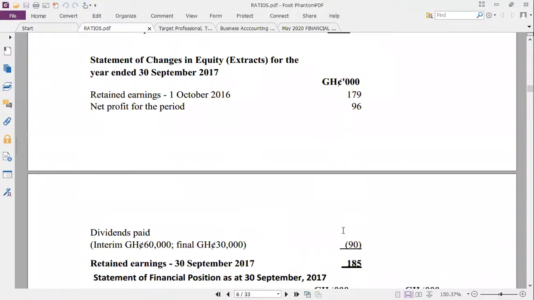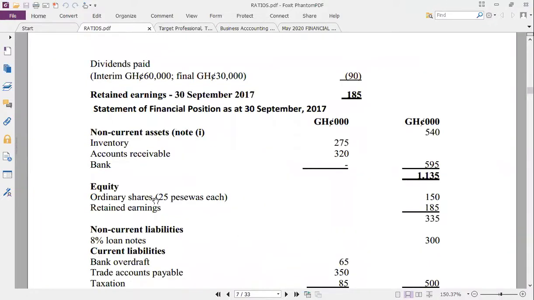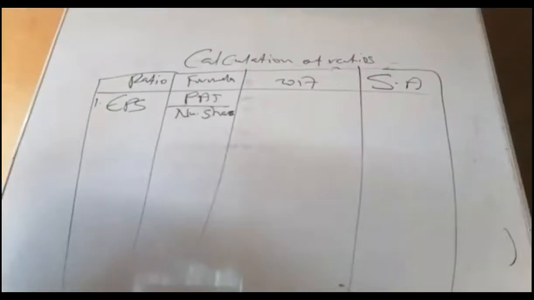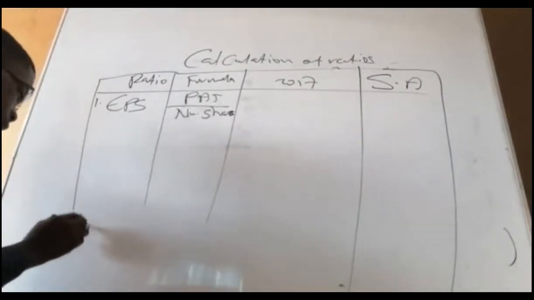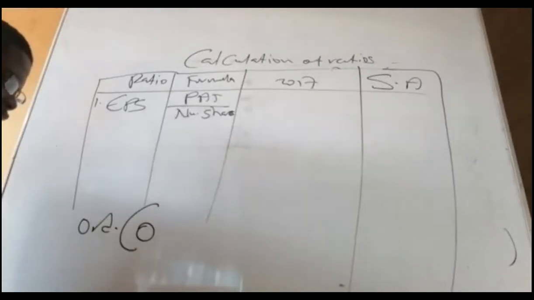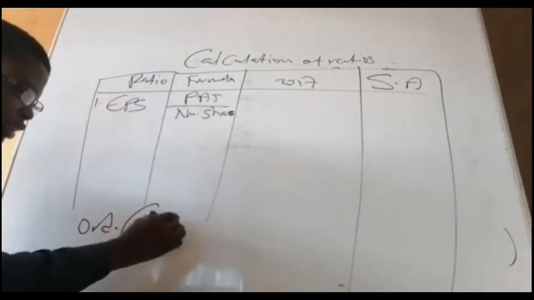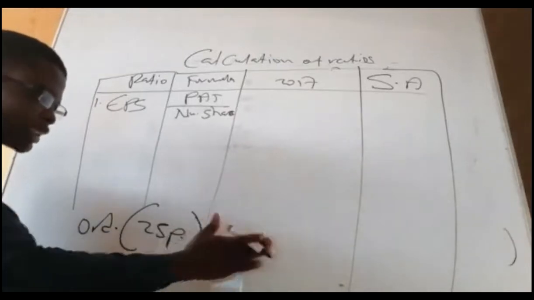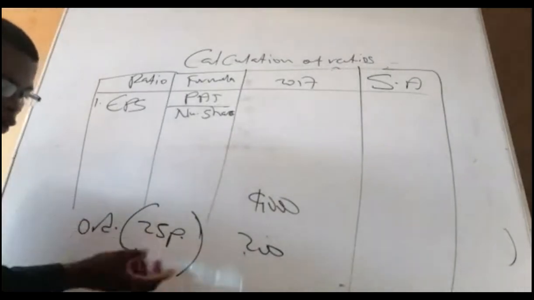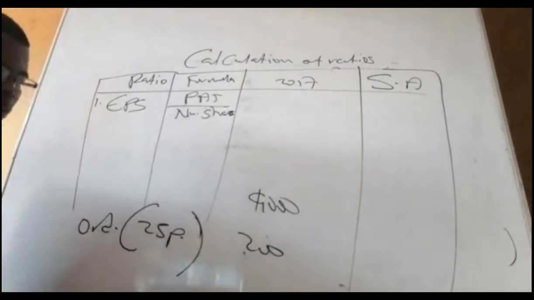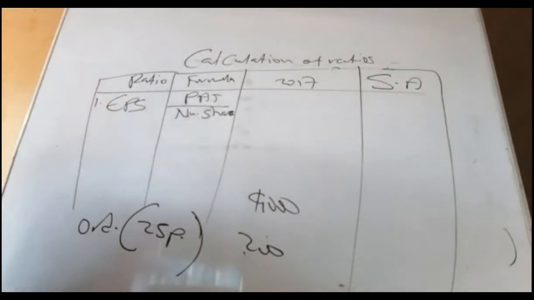What's the number of shares? Go to the financial statement. Ordinary shares, 25 pesos each. So how many shares will be in issue? If our ordinary share capital is 25 pesos, that's 25p each, and let's assume it's 200,000. So the question is this: we have some number of shares, and when you multiply by 25 pesos, we get 200,000. What is the number?